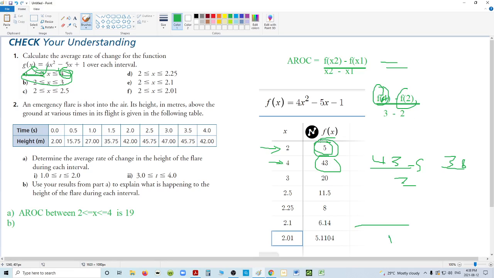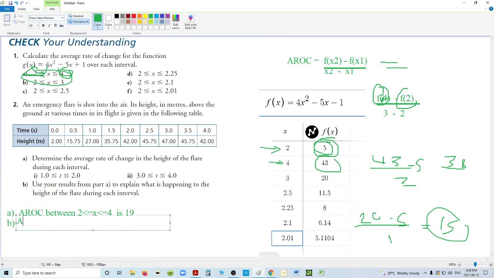Well, f of 2 is always going to be 5. F of 3 is 20. So we get 20 minus 5, which is 15, divided by 1. So the rate of change is 15. So we will mark that down. My average rate of change between 2 ≤ x ≤ 3 is 15. So it's getting a little less steep.